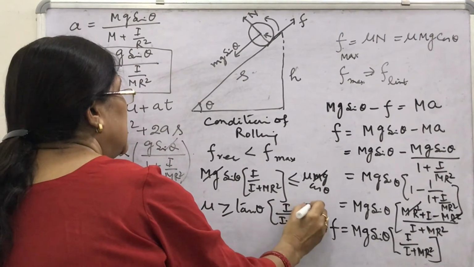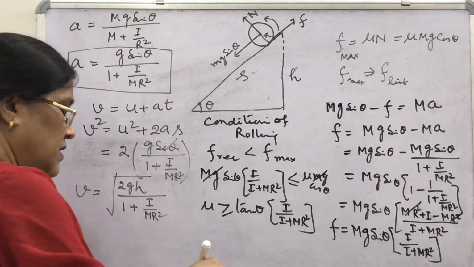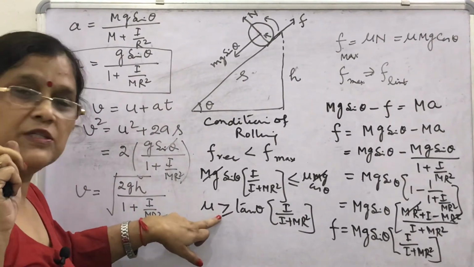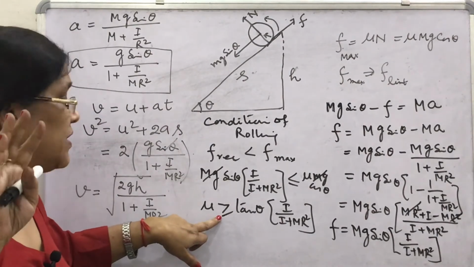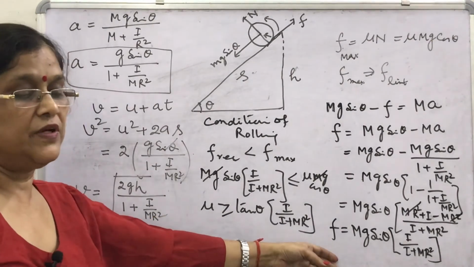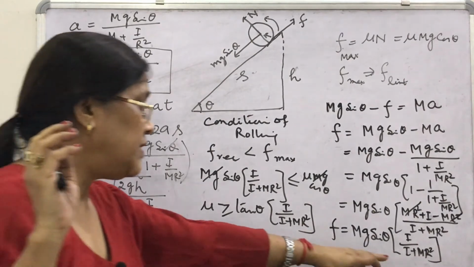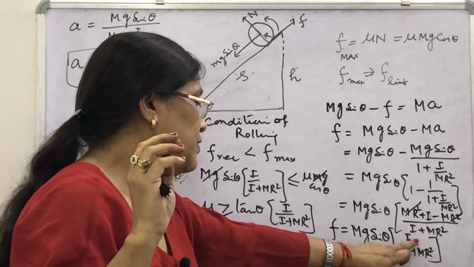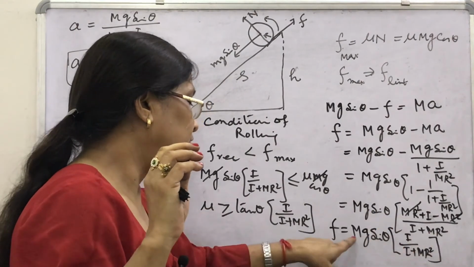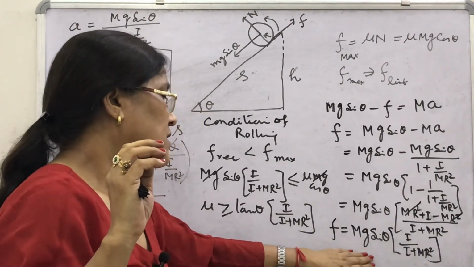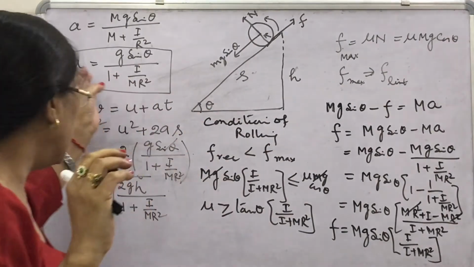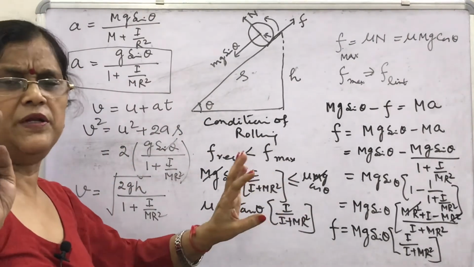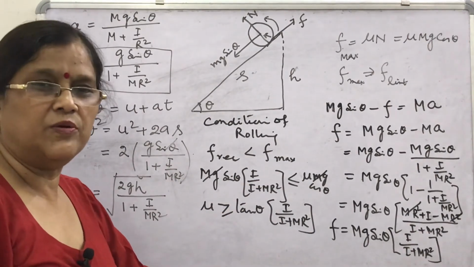So these are the expressions which you have to learn: for a solid cylinder, I is mr square by 2. If you put it in, you will get the value of the frictional force. You put I as mr square by 2, then this will be 3 by 2, this mr square 2 by 3 will be cancelled, then you will get this frictional force. You can also get acceleration and velocity as per the symmetrical object's moment of inertia value.